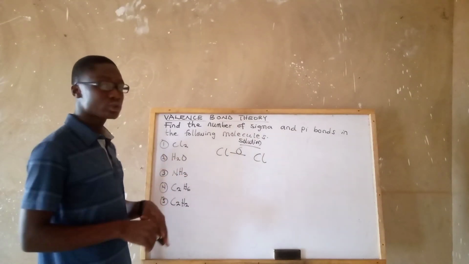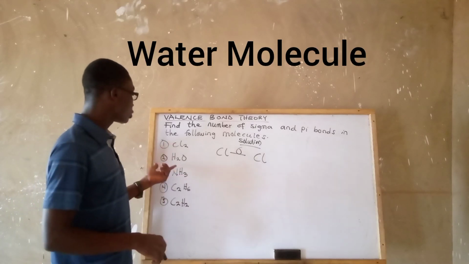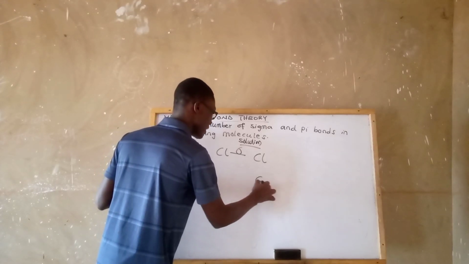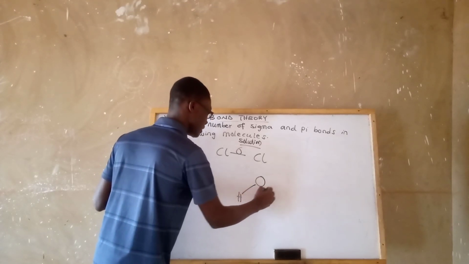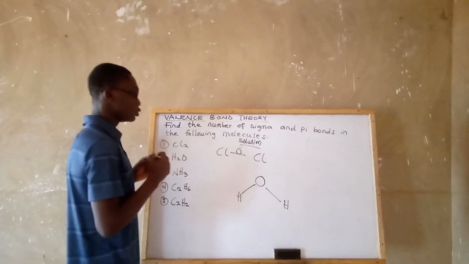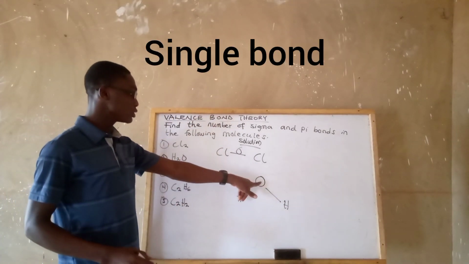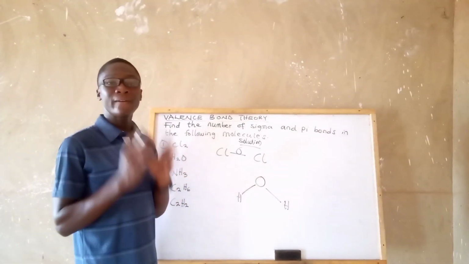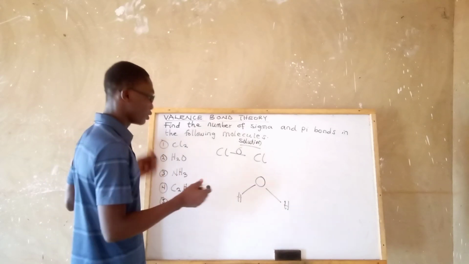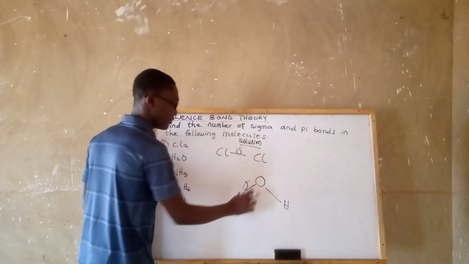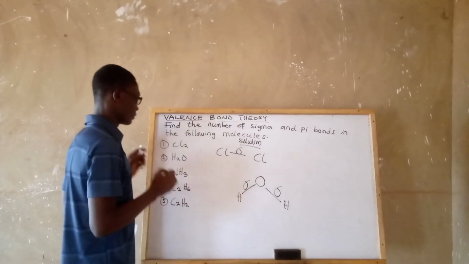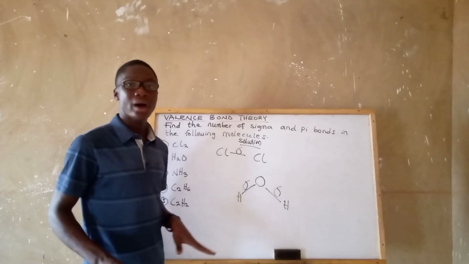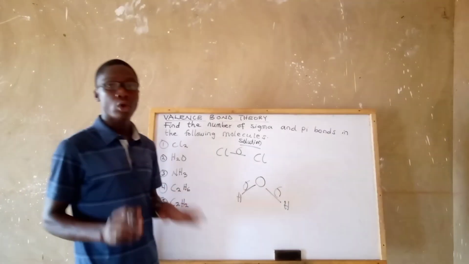And now for H2O, which is water. Let's draw the structure of H2O. So you have O here, and you have H here, and H here. This one too has only single bonds. Between this O and this H, we have only one bond, and the rule states that the first bond is always a sigma bond. So this one is a sigma bond, and this one too is a sigma bond. So it means that in water, we have two sigma bonds and 0 pi bonds. We don't have any pi bond in the water molecule.